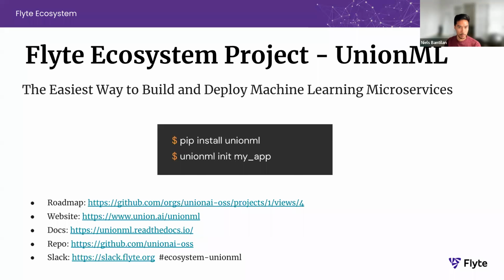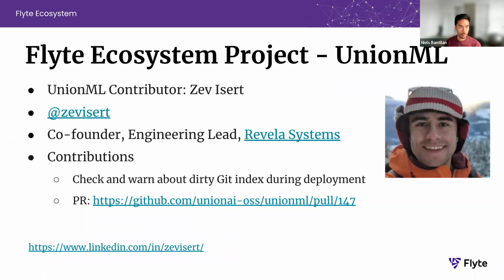And if we go to the next slide, we did want to feature Zev. Zev is the co-founder and engineering lead at Rubella Systems. Rubella is a model and data observability and monitoring tool. And I just wanted to feature his contribution here. The PR you can see in the link, but really what this does, it's a small but important contribution to allow you to deploy your UnionML app using maybe uncommitted code in Git.